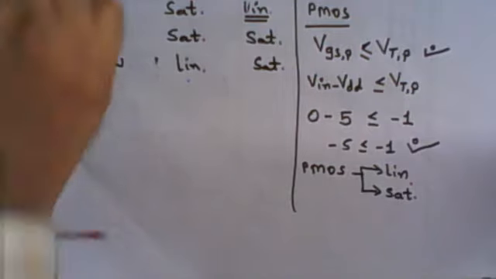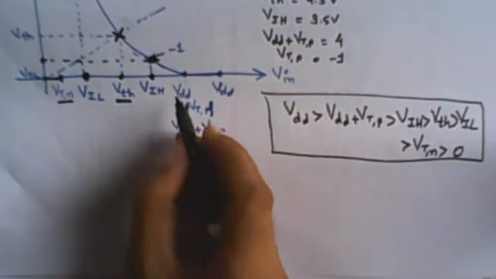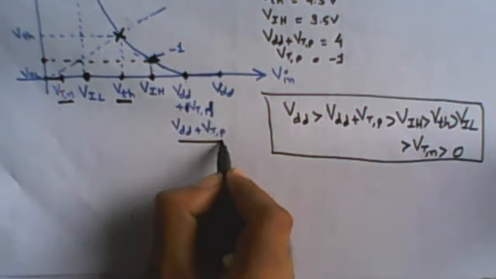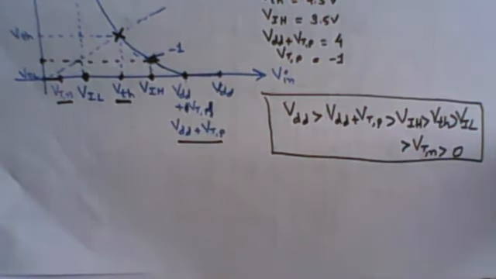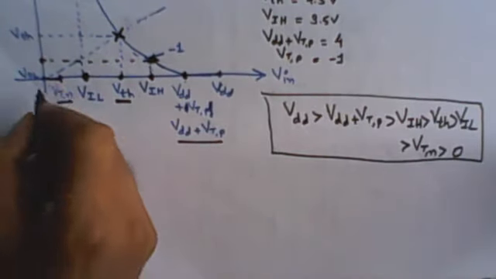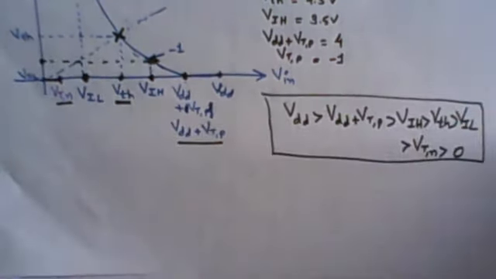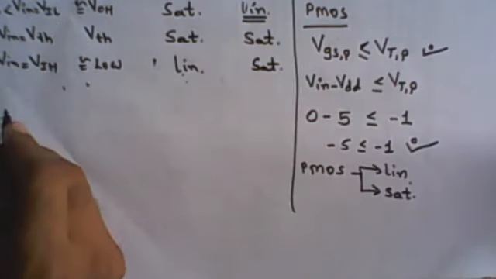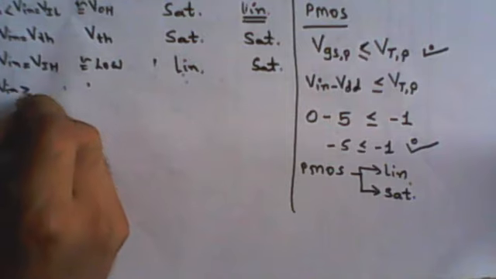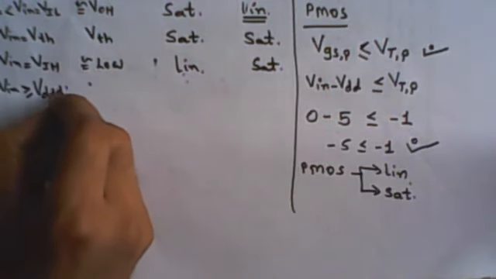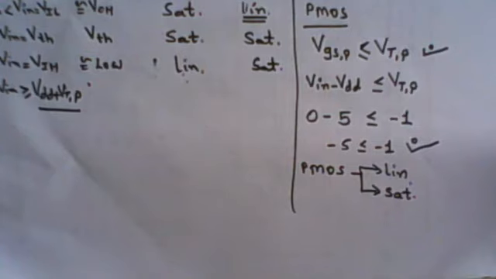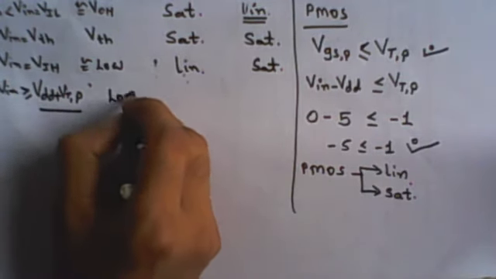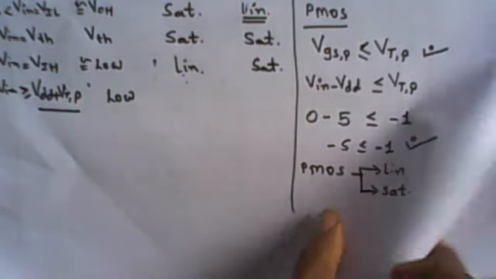Okay? Now let's find the operating region when the input is greater than or equal to VDD plus VTP. At that time the output is low, tends to 0, right? So let me find the operating region of the nMOSFET and pMOSFET. Let me first find it for the pMOSFET. What is the operating region of the pMOSFET?